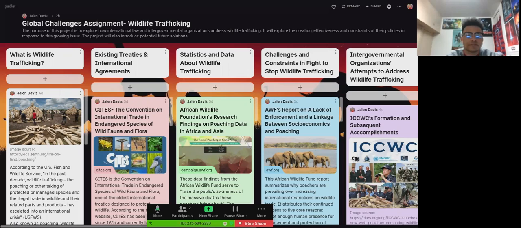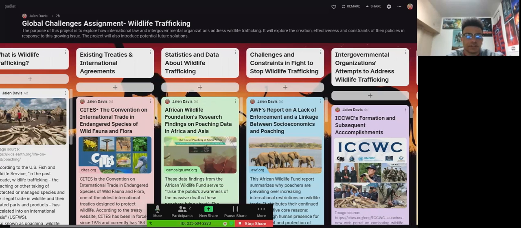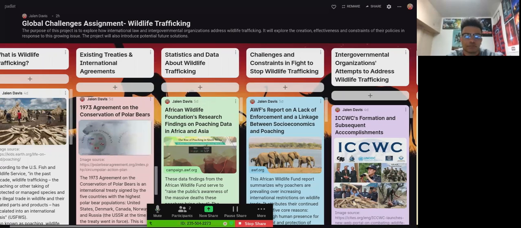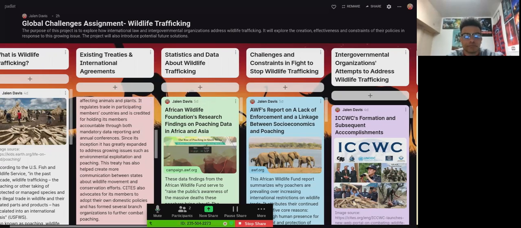The next part of this project is the existing treaties. I talk about two particular treaties, CITES, the Convention on International Trade in Endangered Species of Wild Fauna and Flora, and the 1973 Agreement on the Conservation of Polar Bears. Both treaties are relatively important.